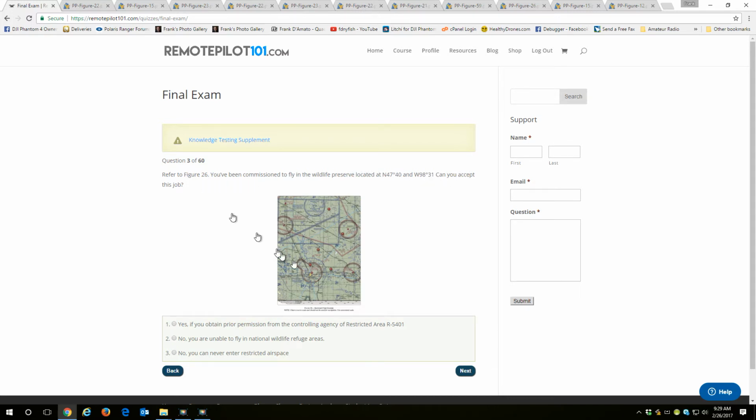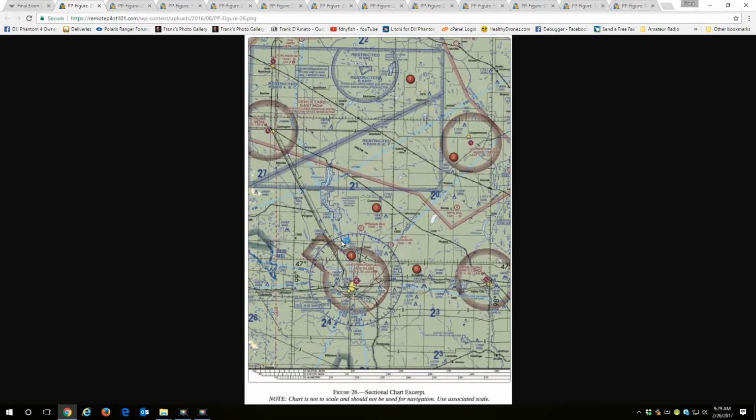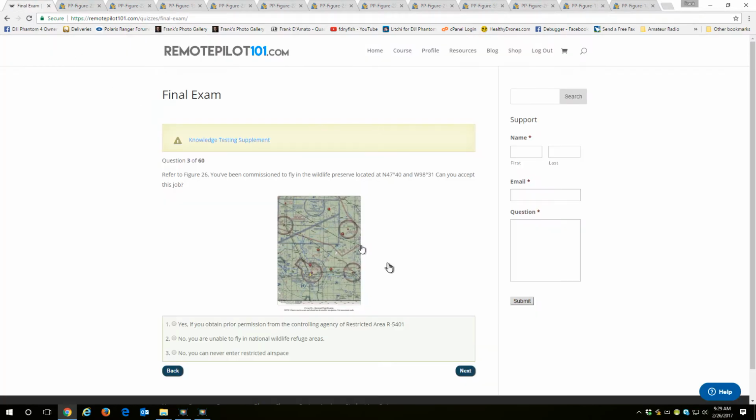Can you accept this job, to fly over a wildlife preserve? Wildlife preserve, 4740, 9831. Oh, it's in here. Such restricted. Yes, if you obtain prior permission.